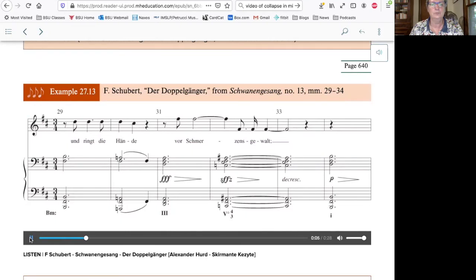Und ringt die Hände vor Schmerzensgewalt.